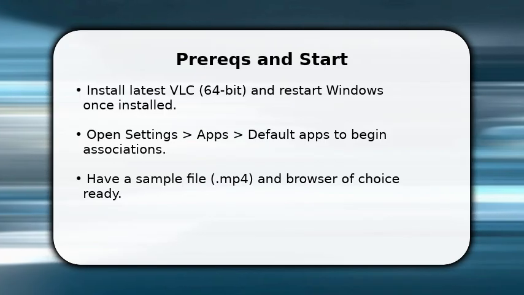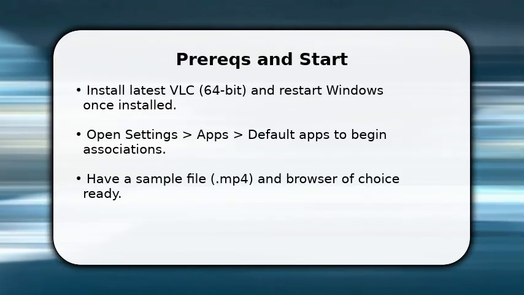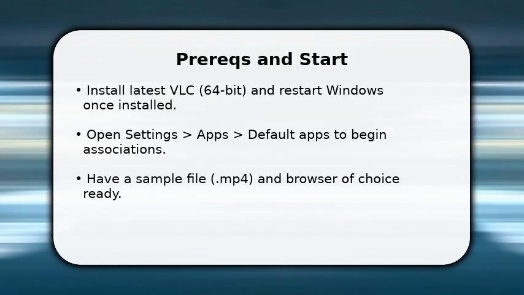Make sure you have a sample video file like MP4 ready. That lets you confirm associations immediately. This starts the process quickly and keeps troubleshooting minimal, because default setting flows rely on up-to-date app registrations.